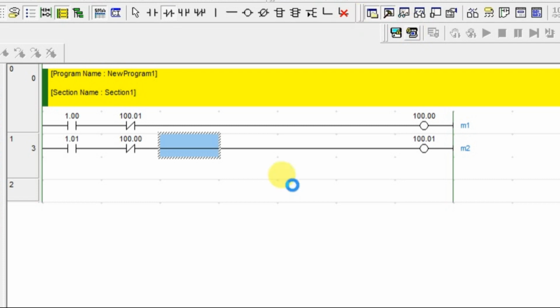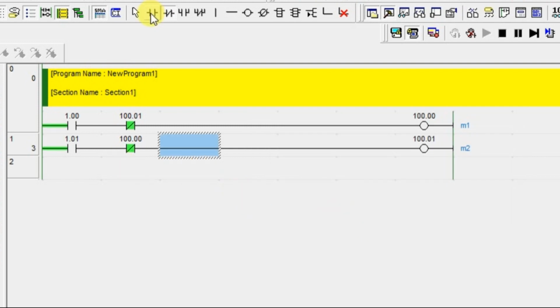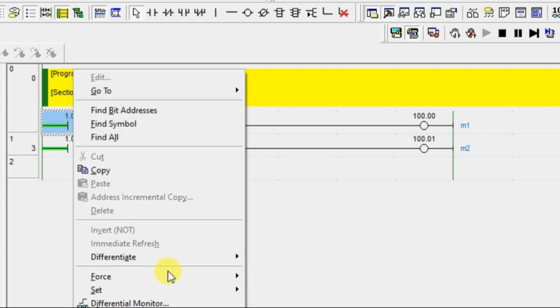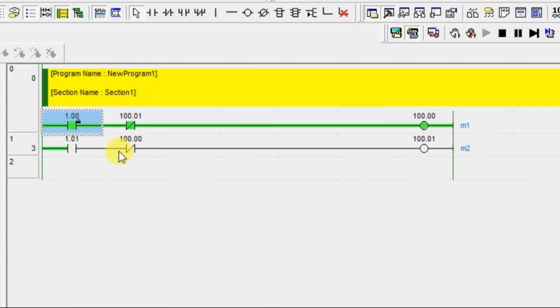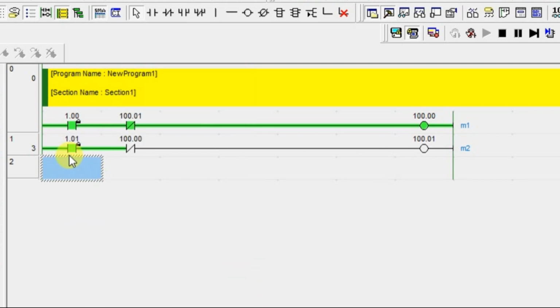Let's go to simulation mode and see what is happening. Someone turns on switch 1, so the first motor is running. Someone wants to run the M2 motor also, but they do not know M1 is running, so they just turn on the input. Even though they turn on switch 2, it is not turning on M2 because M1 is already running. Since M1 is running, we have used a normally closed contact of M1 here. It's not allowing the power to flow from left to right, so M2 stays off.